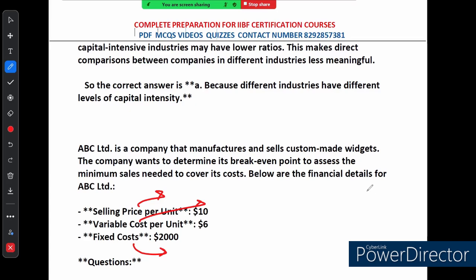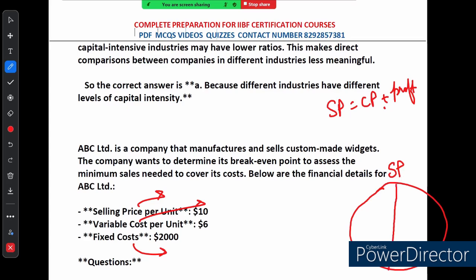See, let me make you understand using this particular circle. So this entire circle represents the selling price, and you know the basic formula that selling price is equal to cost price plus profit, or minus loss, right? So what you do, you divide this circle into two parts. This part represents the variable cost, and if you subtract variable cost from the selling price, this will give you contribution margin per unit, which you may represent by small c.